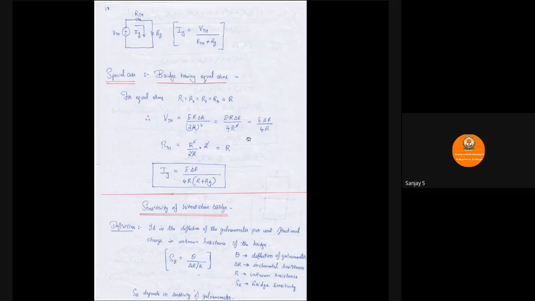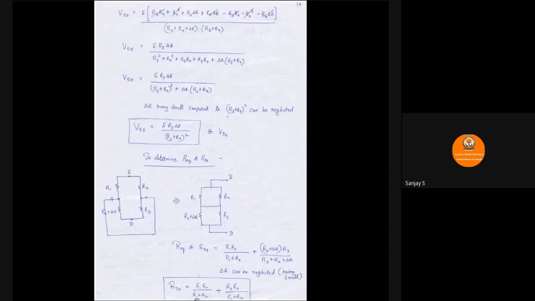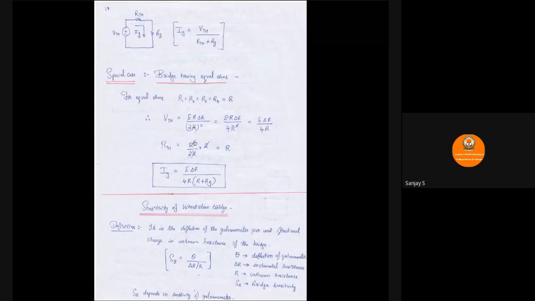And then coming to RTH. You can see here you have R1 R2 by R1 plus R2, plus R3 R4 by R3 plus R4. You just have to substitute R1, R2, R3, R4 equal to R. Here in the numerator it will become R square, and here it will become 2R. So R square by 2R plus R square by 2R. So it will give you R square by 2R into 2. If you cancel, the equivalent resistance will be R.